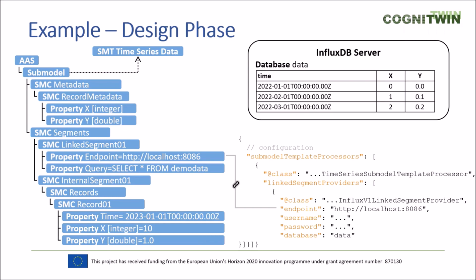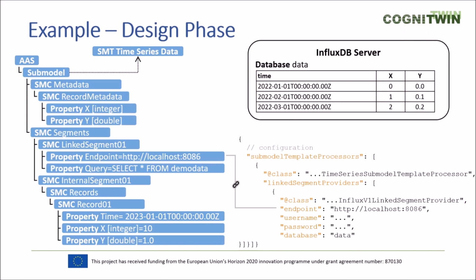In the bottom right, we see the part of the FAST service configuration relevant for activating and configuring the time series submodel template processor. To fetch the data of the linked segment stored in the InfluxDB, additional information such as the credentials to the database is required.